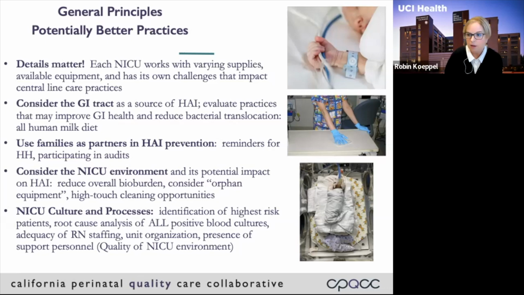And then finally, I looked at the literature for adequacy of RN staffing, unit organization, and presence of support personnel, which leads to the quality of the NICU environment. This is another emerging area with not much information yet, but it definitely impacts some of our breastfeeding rates and our successes in other areas. I think this is another area units can consider exploring to see what effect we can have on HAI reduction. Next slide.